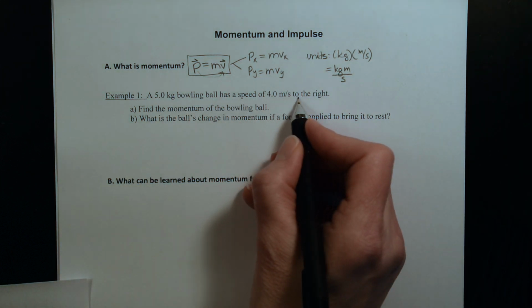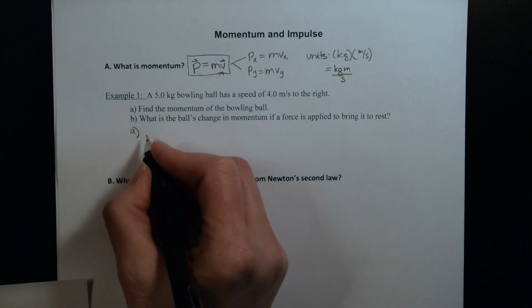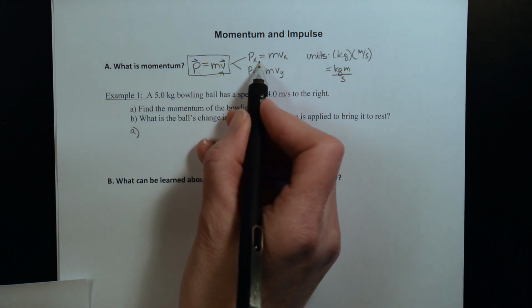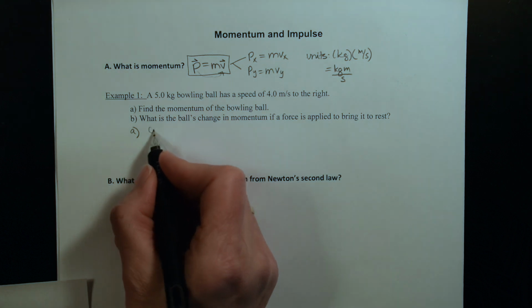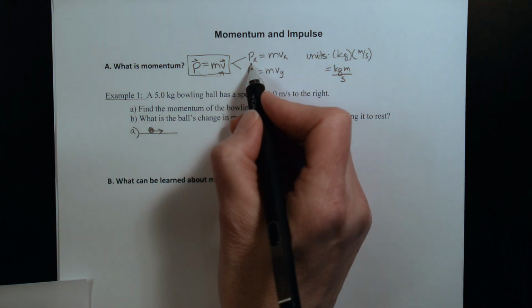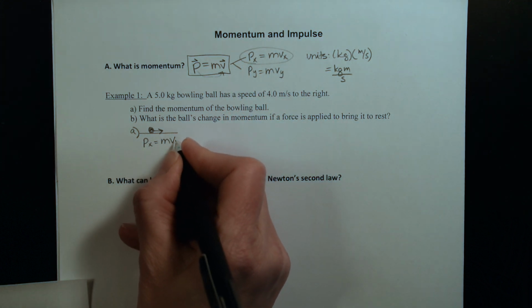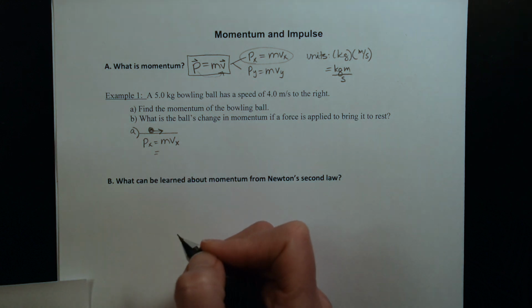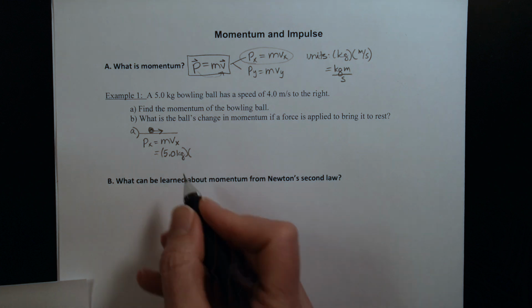A 5 kilogram bowling ball has a speed of 4 meters per second to the right. Find the momentum. Well, to find the momentum, we need to think about what direction is the momentum. So the ball is only moving to the right, so it looks like the x direction is all we need to pay attention to. So the x momentum equals the mass times the x velocity. The mass of the ball is 5 kilograms. And I have to think about the velocity.